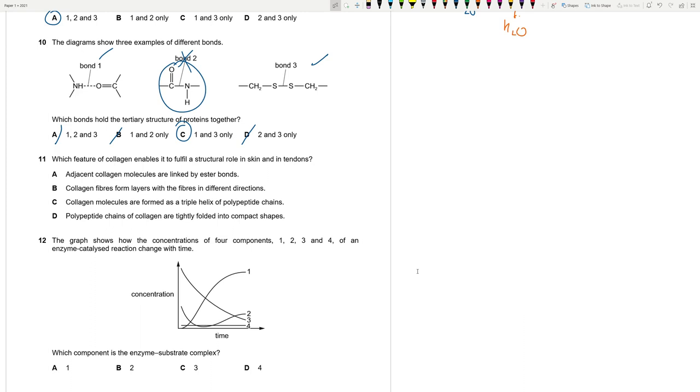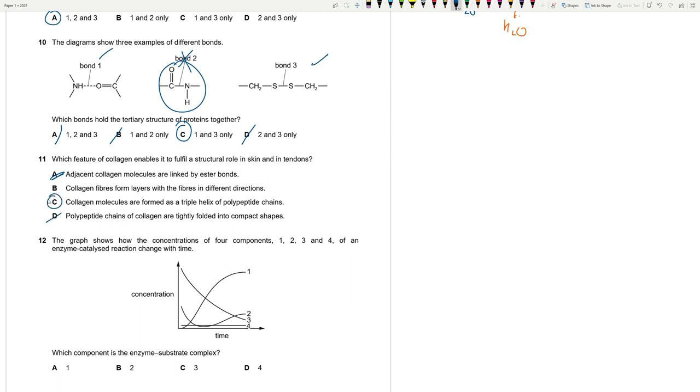Adjacent collagen molecules are linked by ester bonds. Wrong. Collagen fibers form layers with the fibers in different directions. Collagen molecules are formed as a triple helix of polypeptide chains. This looks good. Polypeptide chains of collagen are tightly folded into compact shapes. This is totally wrong. C is the best answer.